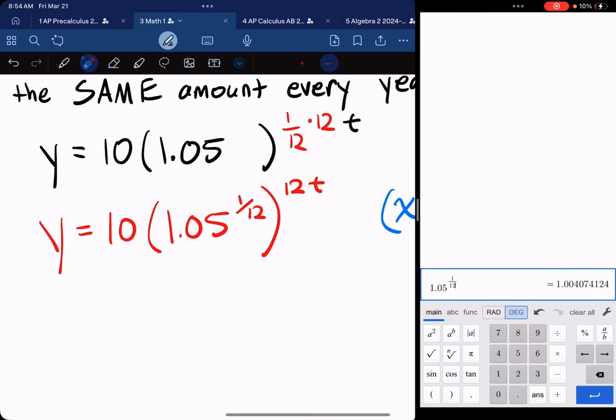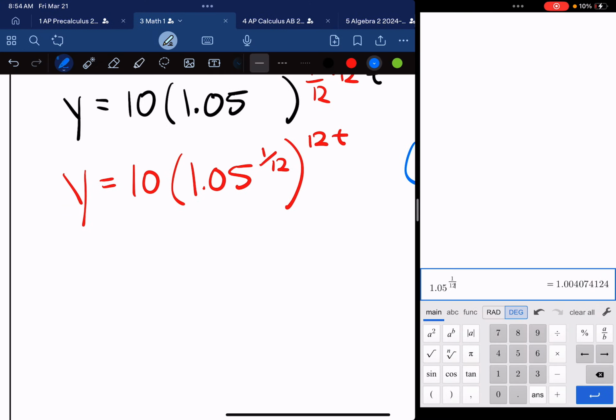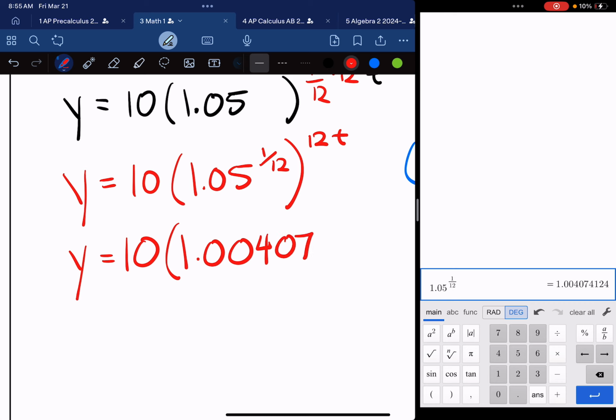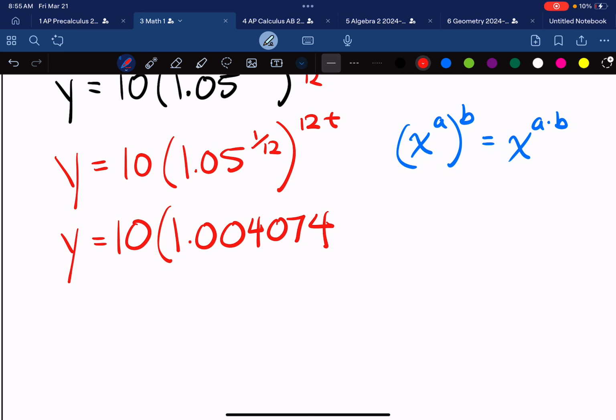And here, let me get some room to write. This is now going to be y is equal to our initial value of 10. And now our decimal is not 1.05, it's 1.00407. I don't know when to stop rounding because I haven't talked about significant figures, and that's all to the power of 12t. And now this works.